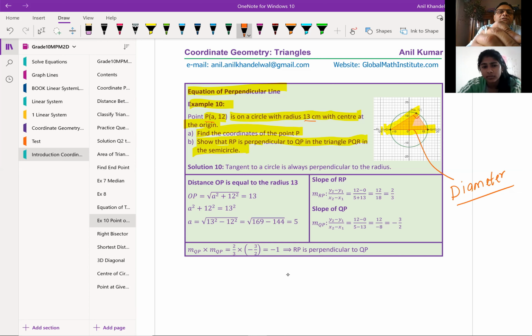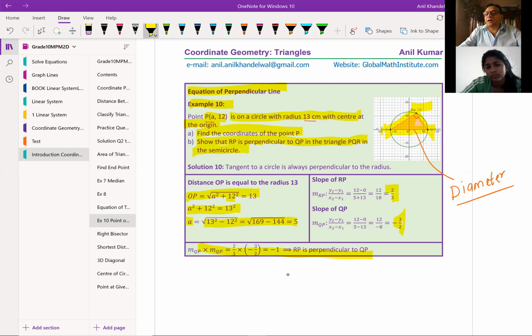So we can use the distance formula. O to P is a straight line. So O to P, use the distance formula. Once you use the distance formula, we know the distance is 13, right? So square root of a squared plus 12 squared is 13. Square both sides, find the value of a, and you get a as 5. So the coordinates of point P are 5, 12, right? Once you get the coordinates as 5, 12, then it's a question of finding these 2 slopes, and those 2 slopes will be negative reciprocals if they are perpendicular. And that is how we can show that those 2 sides of a triangle are perpendicular. Clear?